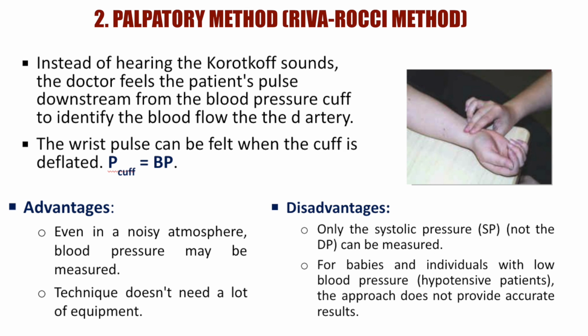Advantages of this method are that even in a noisy atmosphere, blood pressure may be measured. Another advantage with this technique is that it does not need a lot of equipment. Now coming to the disadvantages of the palpatory method. The palpatory method measures only the systolic pressure but not diastolic pressure. For babies and individuals with low blood pressure, the approach does not provide accurate results.